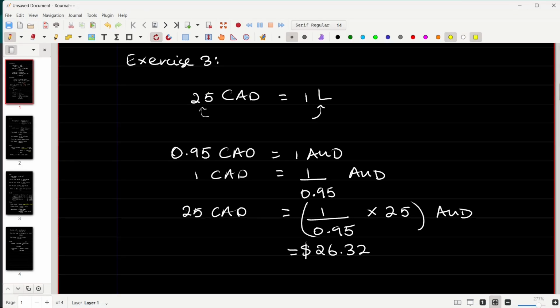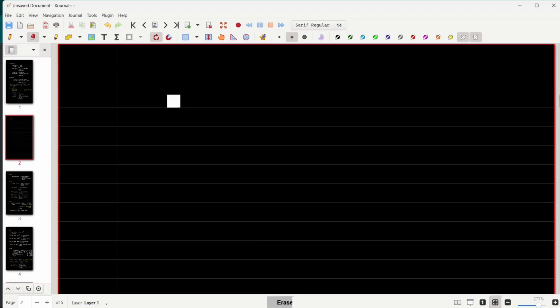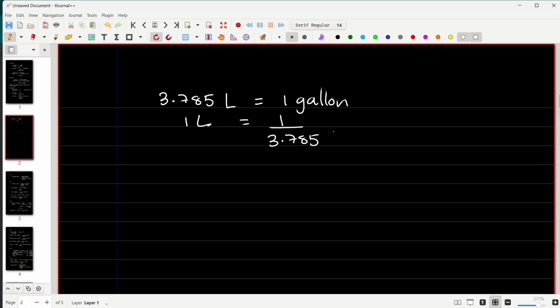So let me just change this here now. All right? So this now becomes 26.32 AUD will get me 1 liter. Next, we need to convert that liters to gallons. So we know that 3.785 liters gives me 1 gallon. That means that 1 liter is equal to 1 over 3.785 gallons, which is 0.264 gallons.